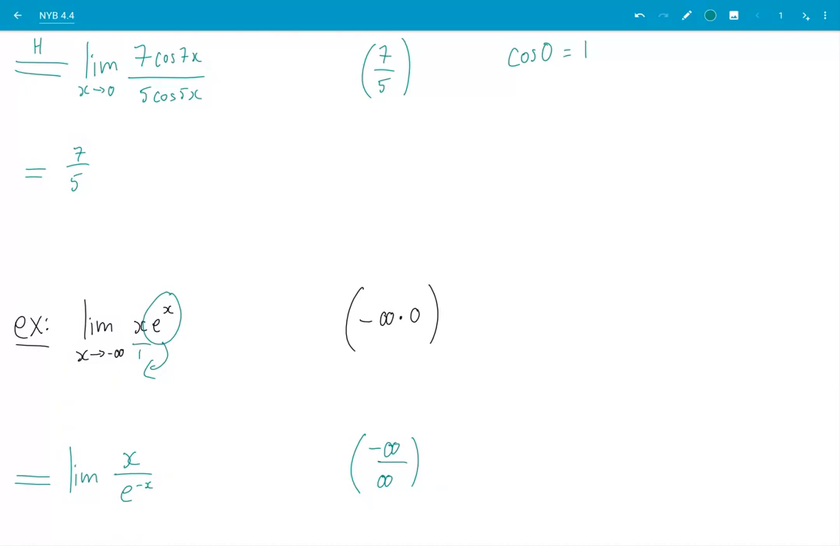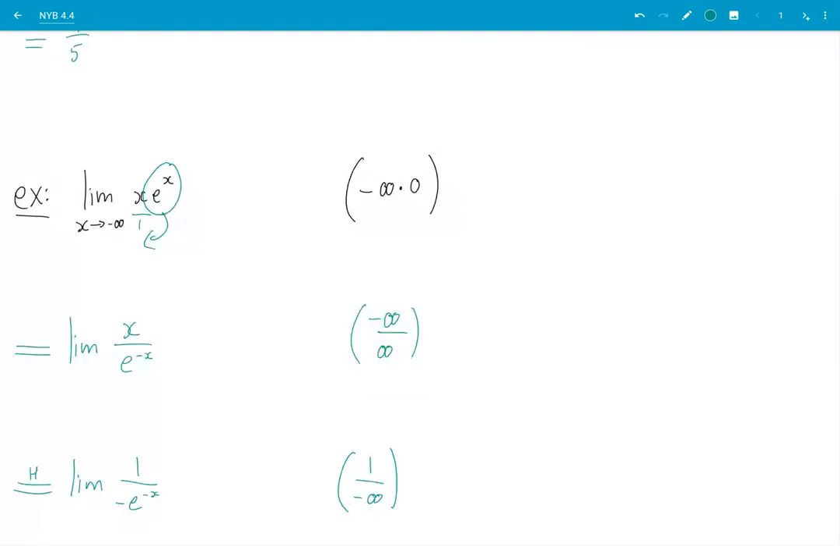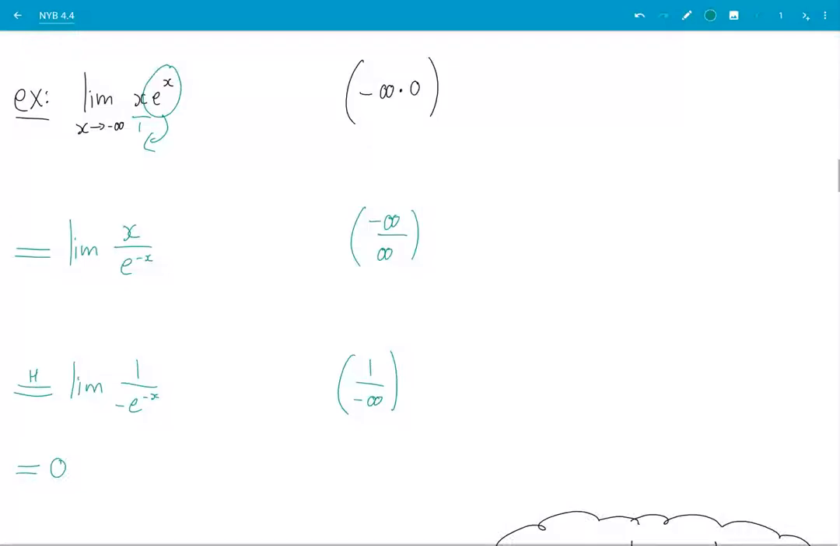The numerator is going to minus infinity. The denominator is going to plus infinity. L'Hopital's rule does apply here, and you'll see I apply it, and I have resolved my difficulty. A limit of the form 1 over minus infinity is definitely 0.